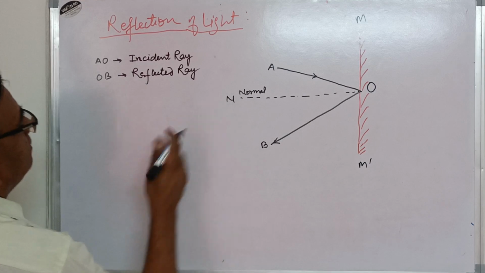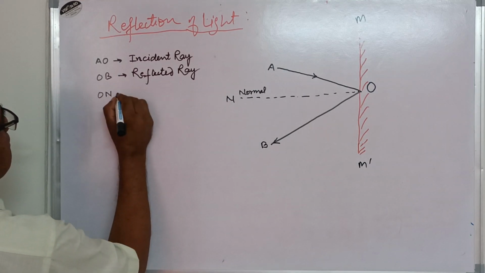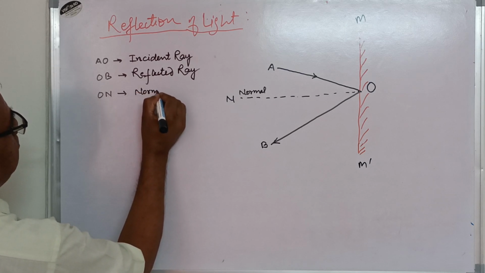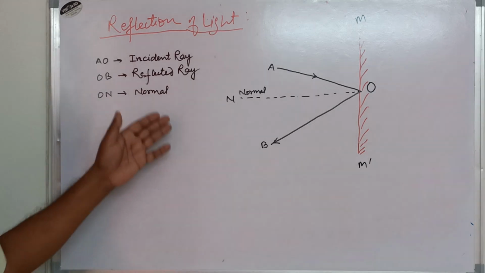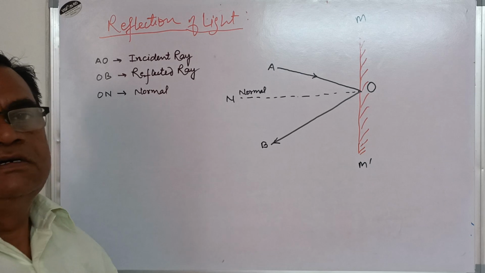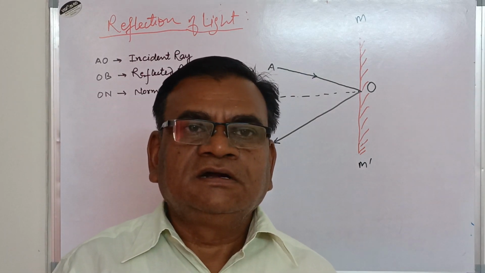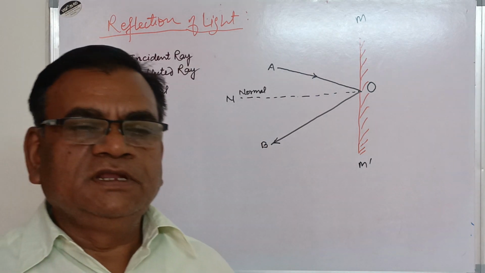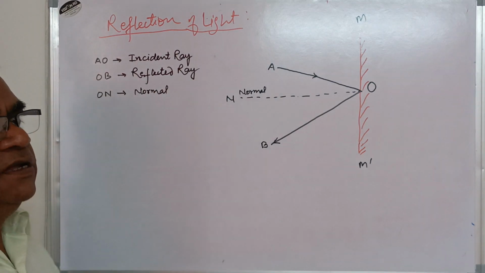And ON is called normal. It is named normal. We use these things. And one thing, why we have drawn the normal? Because the process of reflection has got two laws. So to define these laws, these will be applicable further in many studies.